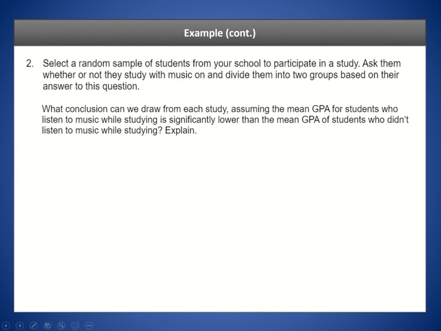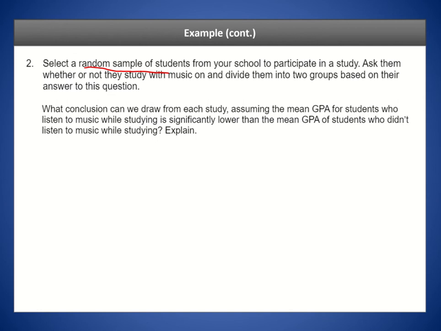Okay, so let's take a look at the second one, the second case. We select a random sample of students. So now we have randomization, right? So that's good. From your school, so this is the school as a whole, to participate in a study. Ask them whether or not they study with music on, and divide them into two groups based on their answer to this question. So there's no random assignment again, right? You're asking them, do you study with music on? And if they do, you put them in that group. And so not only is there no random assignment, but people know which group they're in, right? So something to keep in mind.